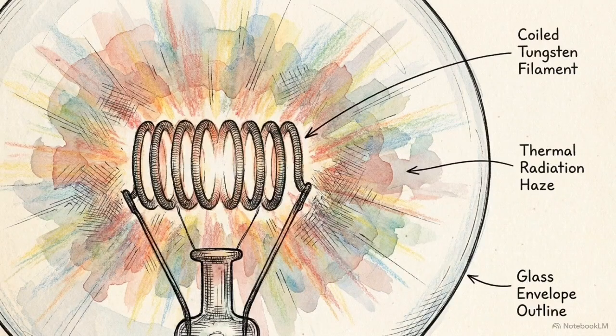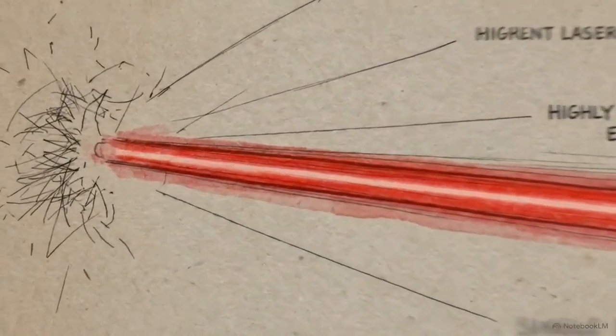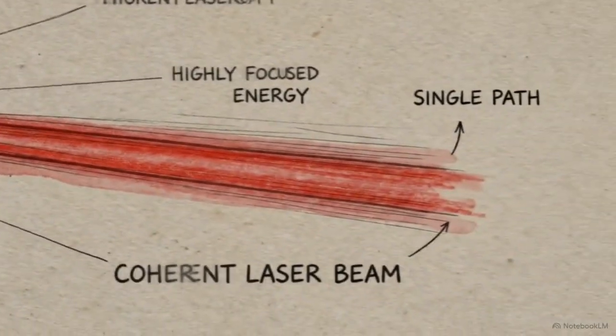When you turn on a standard light bulb, it emits thermal radiation. The light is messy, scattering in every random direction and color. But a laser operates on an entirely different set of rules, producing an intense, tightly focused beam of coherent light.